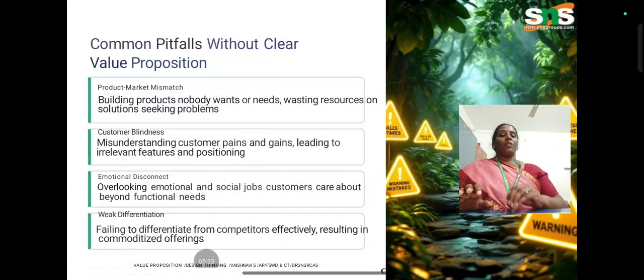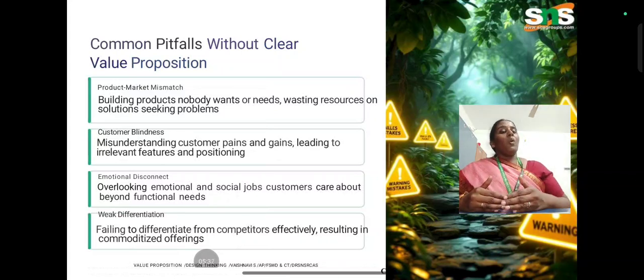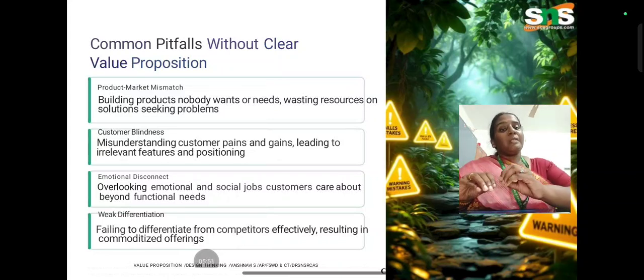So these are the pitfalls. Pitfalls are nothing but errors made by a customer or business entrepreneur who are creating existing models. So this is the product-market mismatch. Mismatch is building products nobody wants, with resources spent on solutions seeking problems.